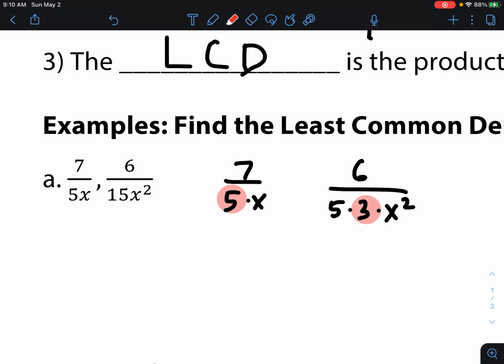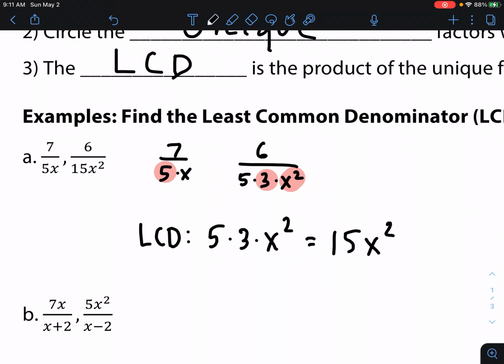Okay, so my LCD in this case, the least common denominator, is 5 times 3 times x squared, which ends up being the denominator of the second fraction. And sometimes that's the case. Sometimes the least common denominator is the same as one of the denominators, and that's okay.